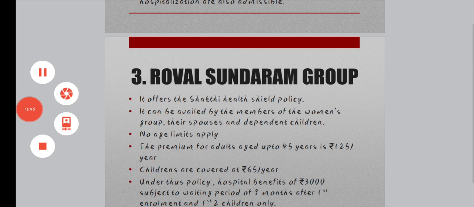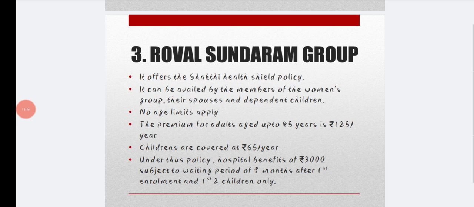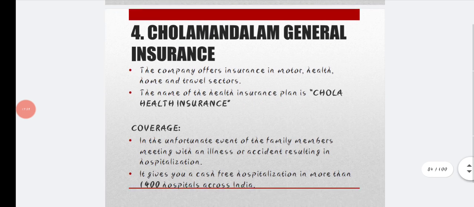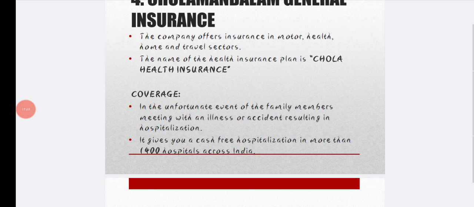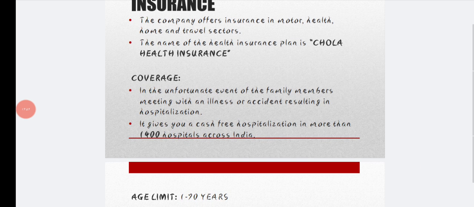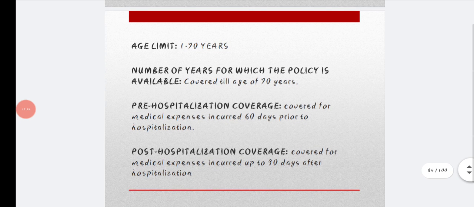Royal Sundaram group, here the premium is 125 rupees per year, and it will cover adults up to 45 years, and the children 65 rupees per year. Benefit will be 3,000 rupees. Okay. There is Cholamandalam General Insurance. It is given by the Chola Health Insurance, and it covers around 1,400 hospitals across India, and it will give health related coverings. Age limit is 1 to 70 years, and medical expenses for 60 days.